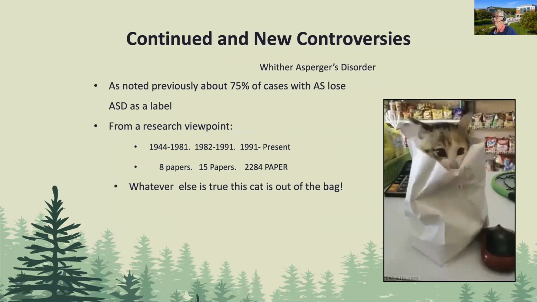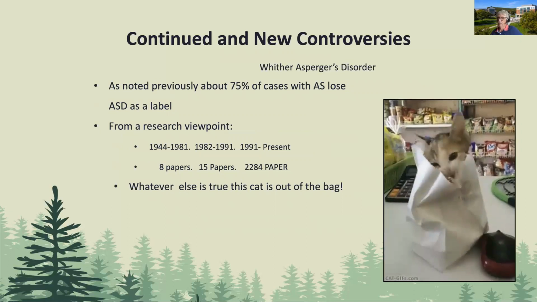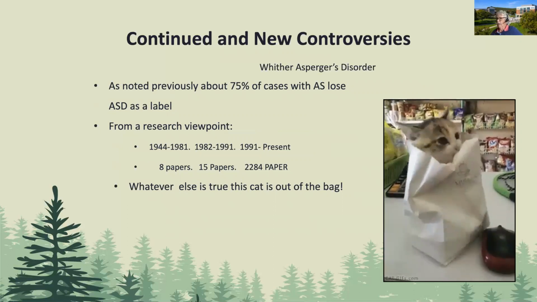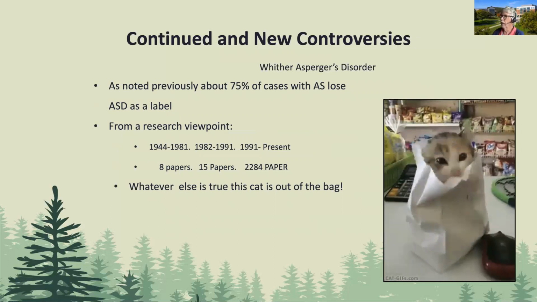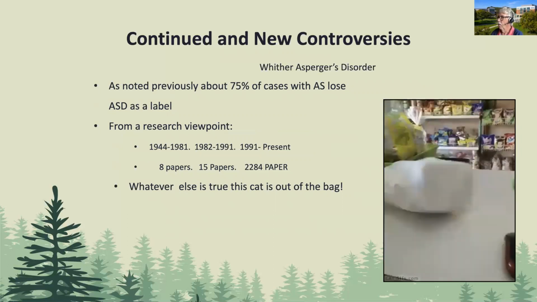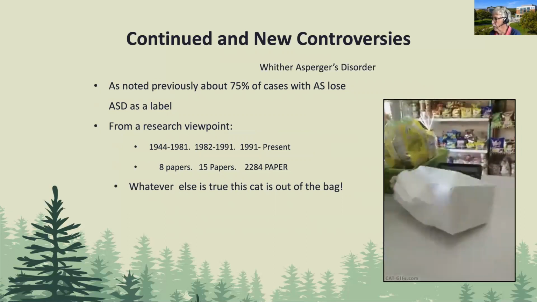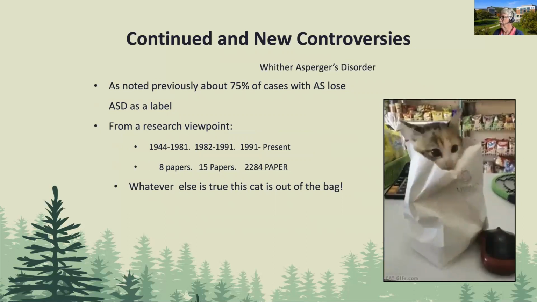So, as noted previously, about 75% of cases with Asperger's lose autistic spectrum disorder as a label. Unfortunately, one of the problems here is the cat is out of the bag. You can see from 1944 to 1981, there were 8 papers on Asperger's. From 82 to 91, there were 15 papers. Once it was recognized, there are 2,284 papers. So whatever else is true, indeed, the cat is out of the bag.